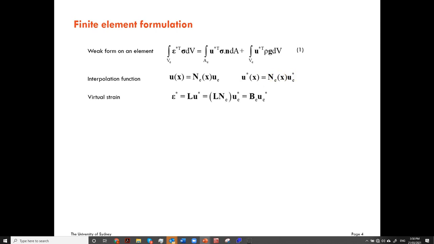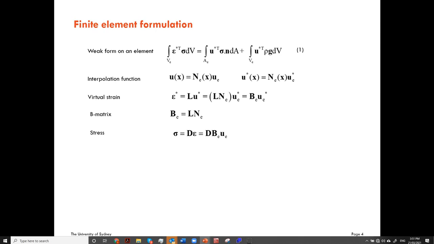So then I can calculate the virtual strains by applying the L operator to the virtual displacements, but this is going to be N times the virtual displacement of the nodes, and then I can put these two together, and this new matrix is going to be called the B matrix. So the B matrix is the L operator multiplied by the matrix of the interpolation functions.